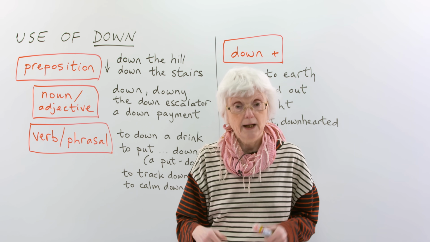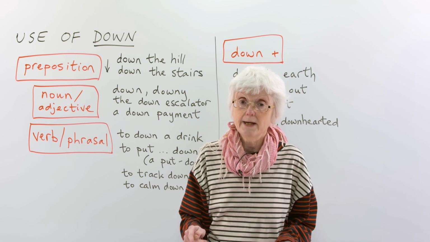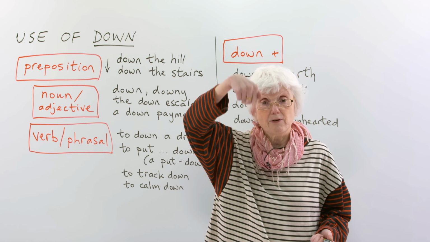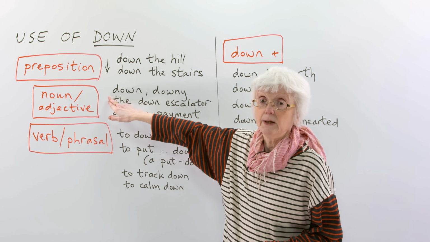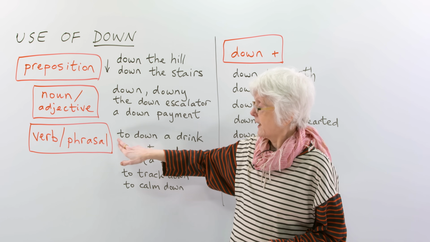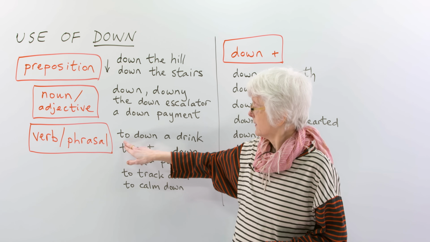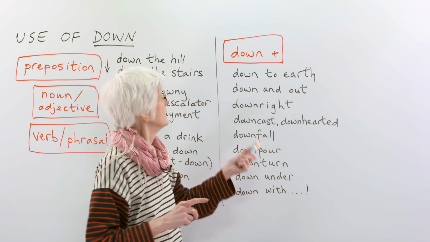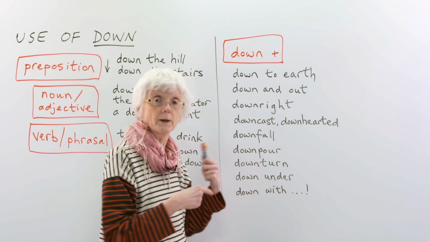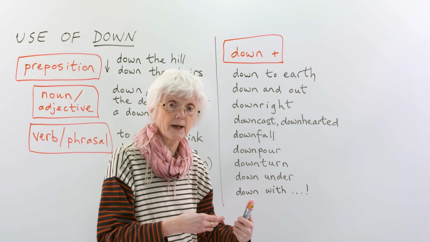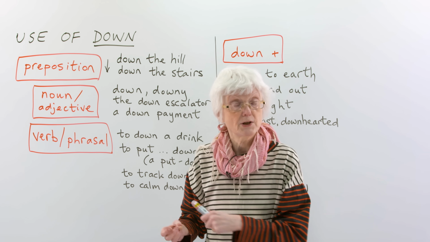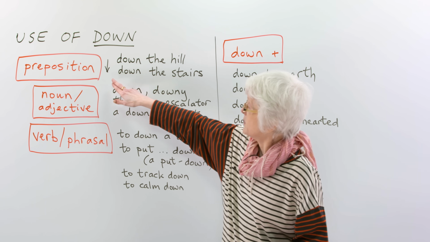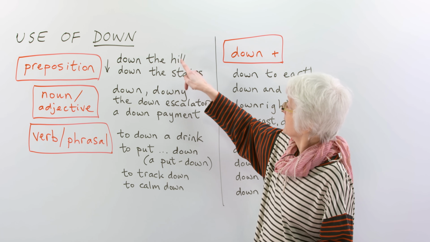Okay, so the word down appears in a lot of different ways. It can be a preposition, which means in this direction, down. It can be a noun or an adjective, and it can be a verb and a phrasal verb. Okay, and also, as we'll see in this column, it can be used in combination with other words to mean something specific. So in this first half of the lesson, we'll just look at a few examples of that. So, first of all, as a preposition, very simple, down the hill.